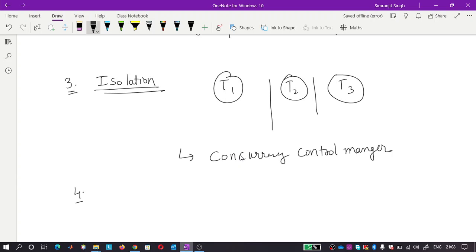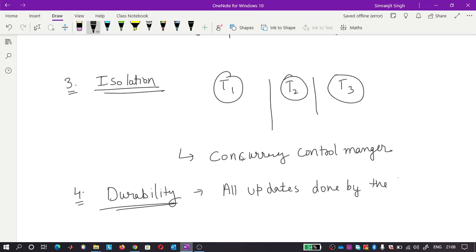Now the fourth one is referred to as durability. Durability is again in the name. All updates done by a transaction should persist, or should be permanent.